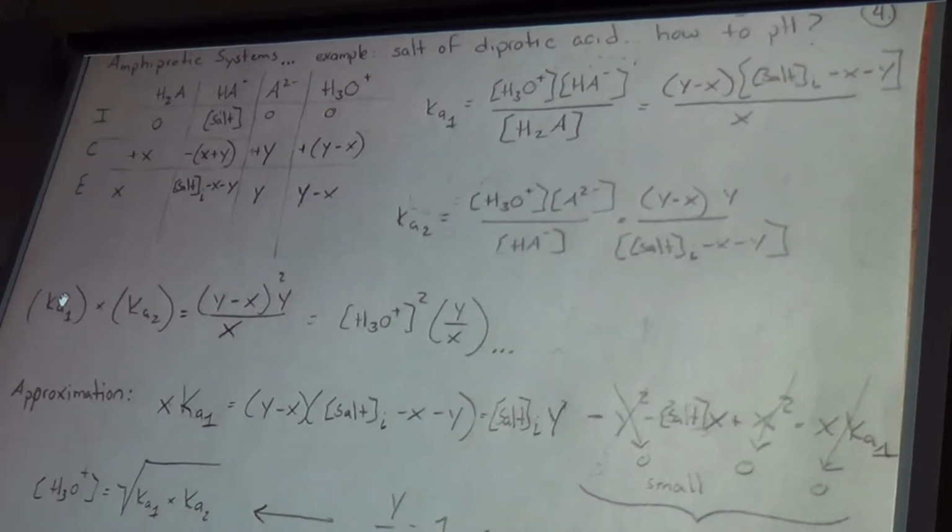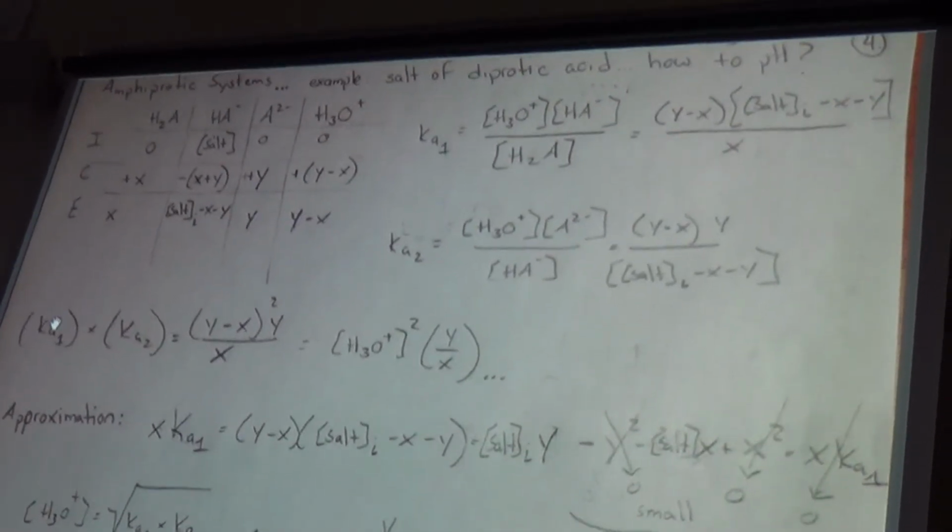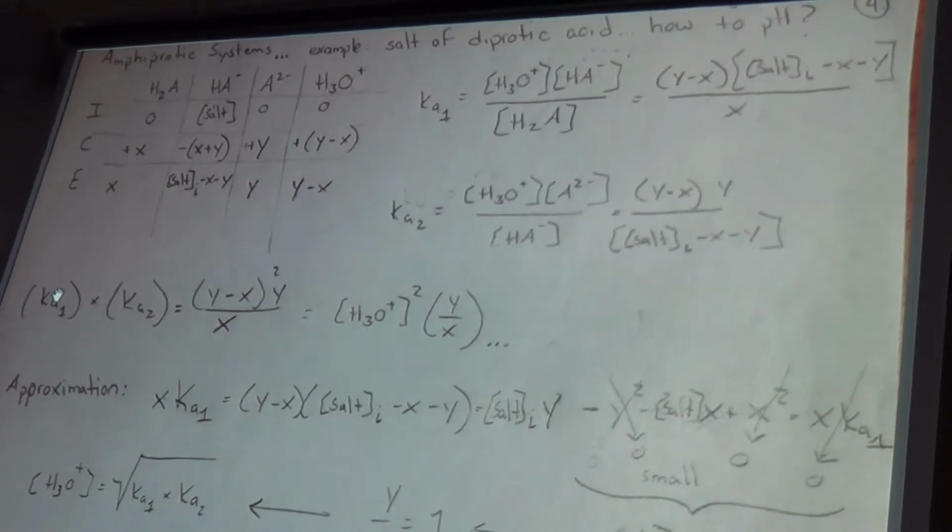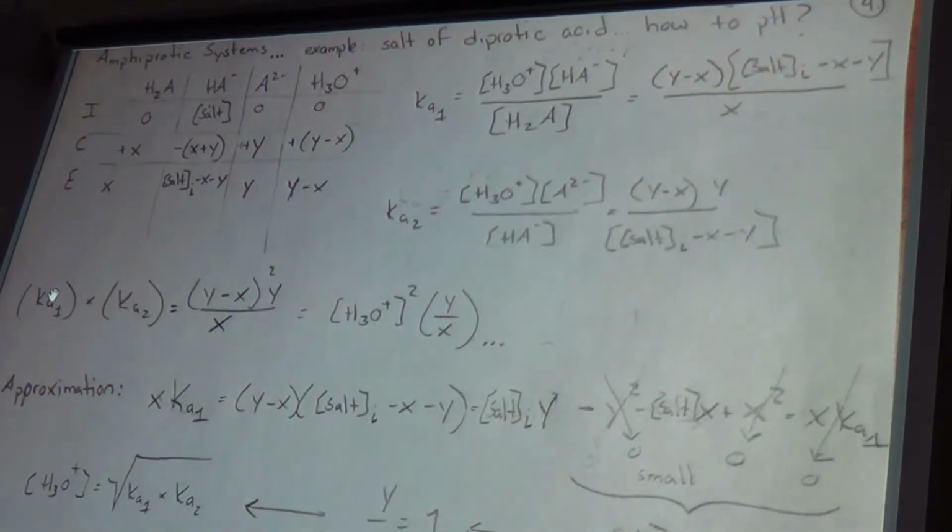We throw that into solution, and some of it deprotonates, causing H2A to increase by an amount X. Some of it deprotonates, causing conc A2 minus to increase by an amount Y. Our concentration of H3O plus ends up being Y minus X. We write out the equilibrium concentrations: conc H2A is X, conc HA minus is the initial concentration minus X minus Y, conc A2 minus at equilibrium is Y, and conc H3O plus is Y minus X.